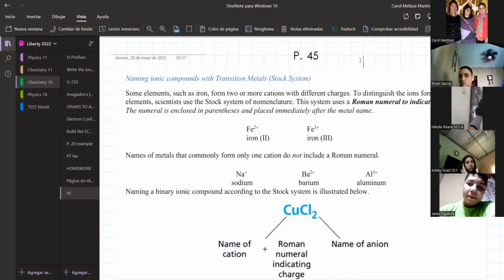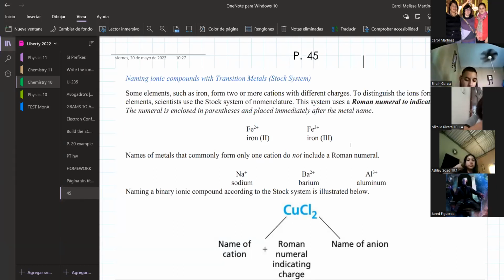Some elements, such as iron, form two or more cations with different charges. Remember, where do we see the charges? There are two ways to see the charges, okay? In the periodic table, exactly, you can see the charges in the periodic table, or if I give you the ions directly, you can see the charge of the ion.